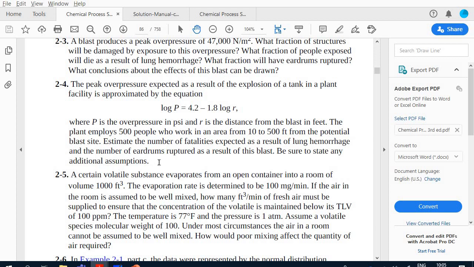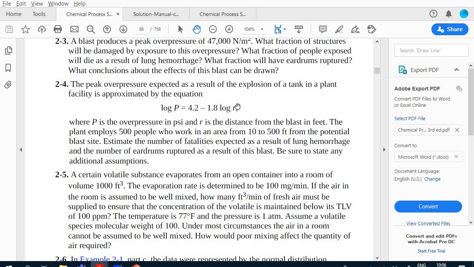Okay, so now we want to calculate the number of fatalities expected. Just to get the idea, we are going to substitute different radii: if it was 10 feet, if it was 20 feet, if it was 30 feet, if it was 40 feet, and so on.